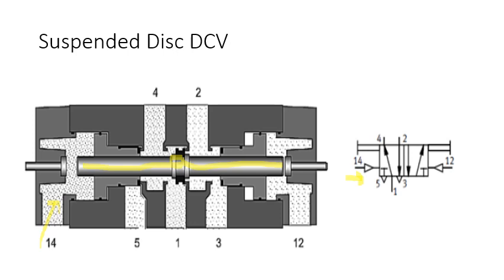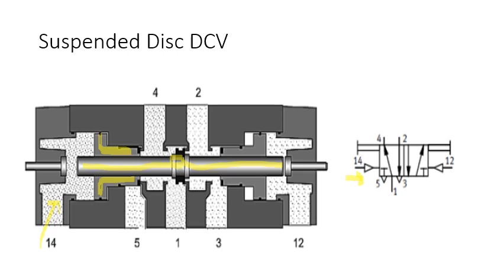The port number 5 is closed. See here, this will be your spool which is going to be pushed by an air supply, right? When you push this one, it will push the suspended disc also. So 1 to 4 is connected and 2 to 3.